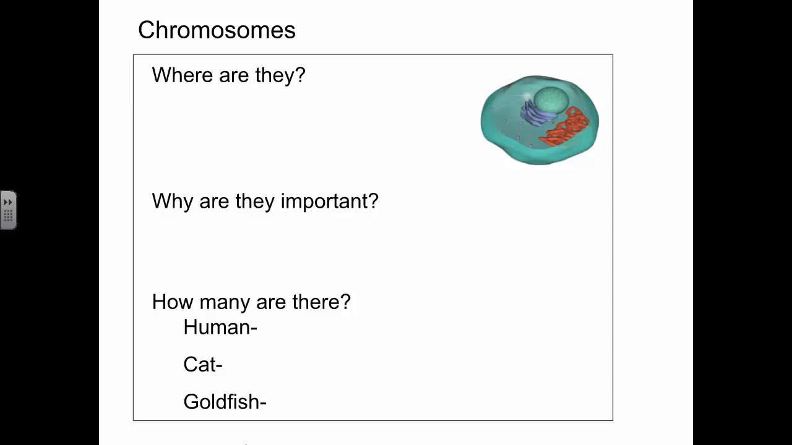So we'll talk about chromosomes. Chromosomes are located in the nucleus. They look like little X's or H's with a little connection in the middle, and that pulls them together. So that's what a chromosome looks like. We have chromosomes in every single one of our cells. They're all the same.